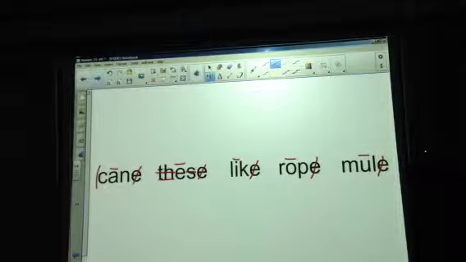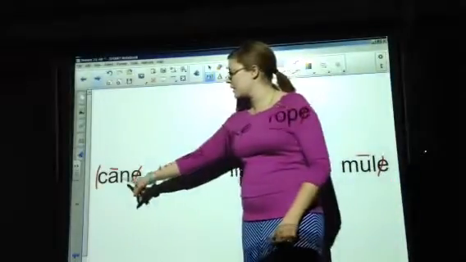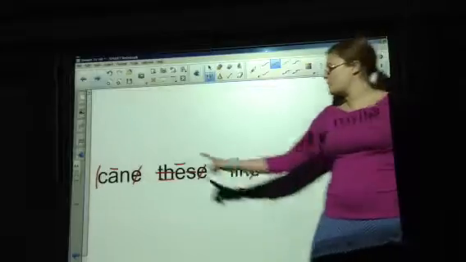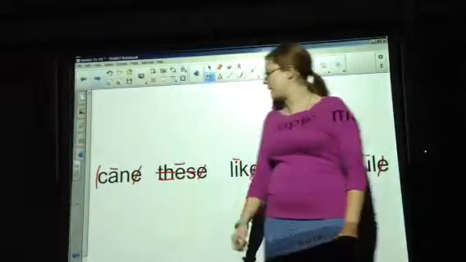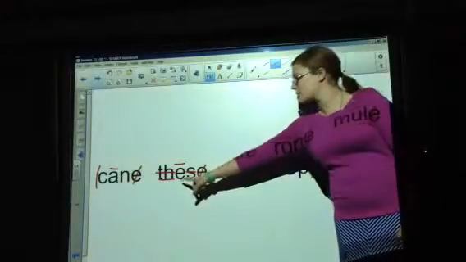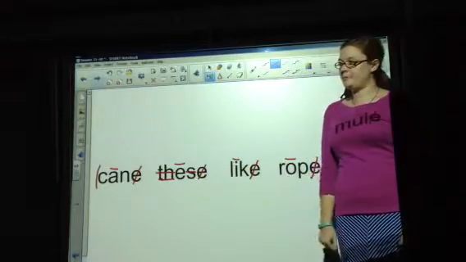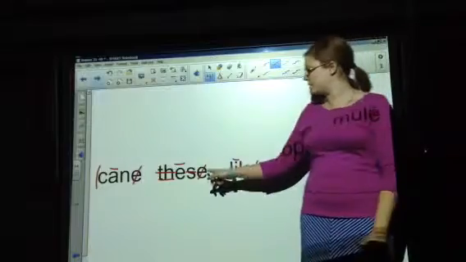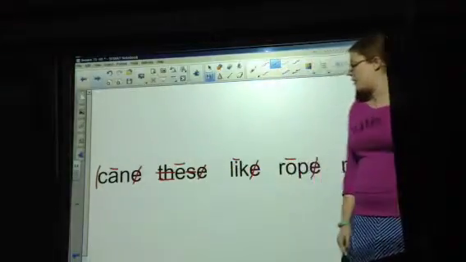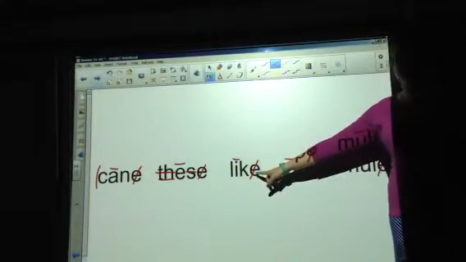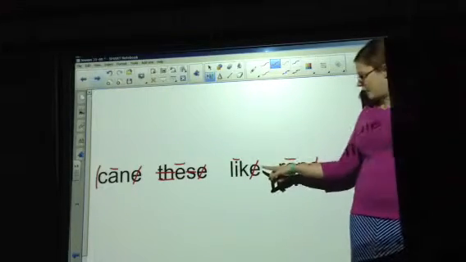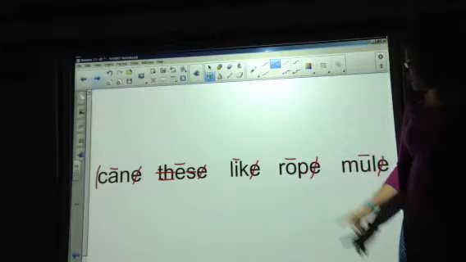Let's look at these just to make sure that they all still work. How many sounds are there between the A and the E in this first word? One sound, so that E can make the A long. How many sounds are between the two E's in the second word? One, so that E sneaks over and makes that vowel long. How many sounds are between the I and the E? One, so that E sneaks over and makes the I long.